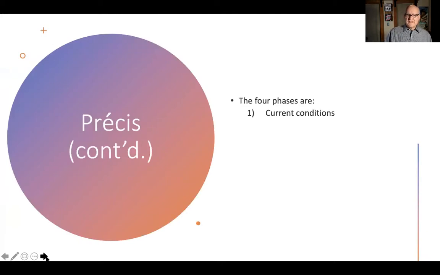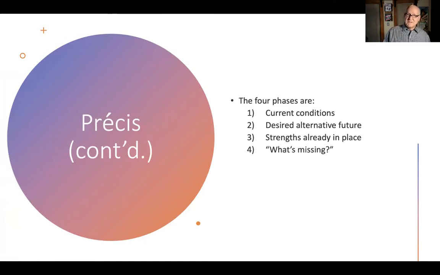Let's talk about those four phases. The first phase is current conditions. We're going to go into detail in each. Second phase is called desired alternative future. Third phase is strengths already in place. Fourth phase is what's missing.